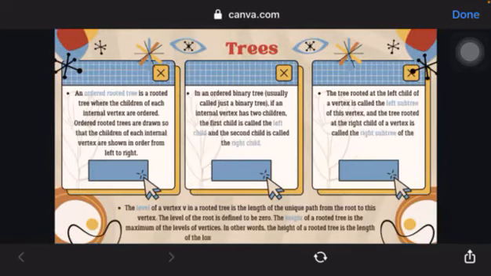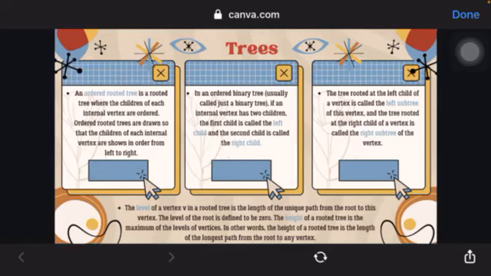So, an ordered rooted tree is a rooted tree where the children of each internal vertex are ordered. Ordered rooted trees are drawn so that the children of each internal vertex are shown in order from left to right. In an ordered binary tree, if an internal vertex has two children, the first child is called the left child and the second child is called the right child. The tree rooted at the left child of a vertex is called the left subtree of this vertex, and the tree rooted at the right child of a vertex is called the right subtree of the vertex.